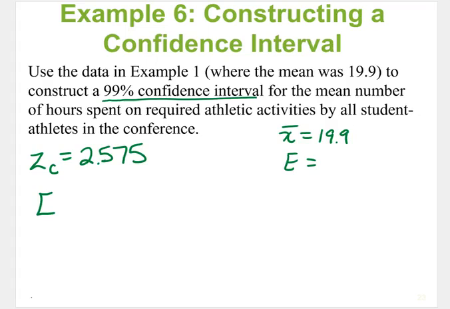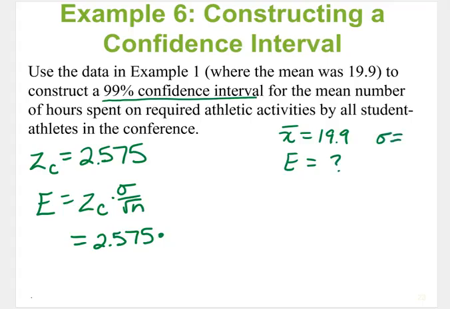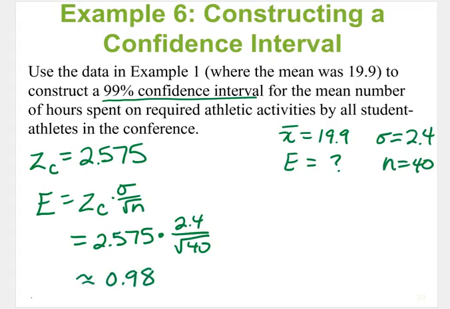So those are your critical values for 99%. Okay, we're going to calculate the error. We're going to start with our formula, and we're going to plug everything in. So the critical value is 2.575. We're going to multiply that by the sigma. And if you remember from before, the sigma they gave to us was 2.4. So 2.4, and then divided by the square root of 40 because the n was 40. And then we put all that in our calculator, and I get approximately 0.98. So 0.98 hours is my margin of error for this.